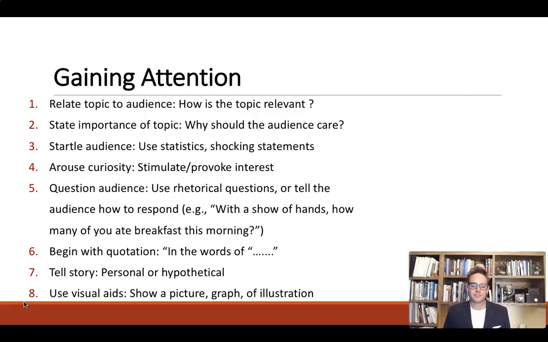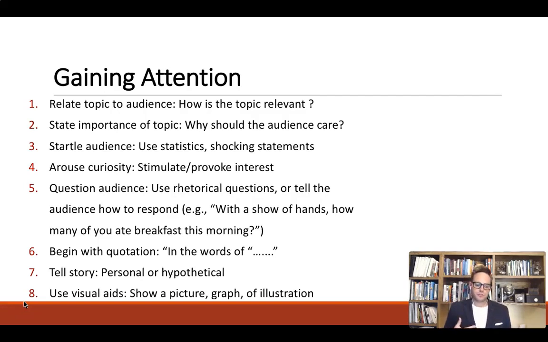You could also tell a story. This could be personal or hypothetical. And then the last type of attention grabber we could use is to use visual aids. This is show a picture, a graph, or an illustration.